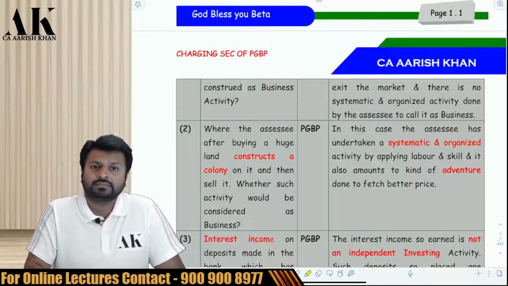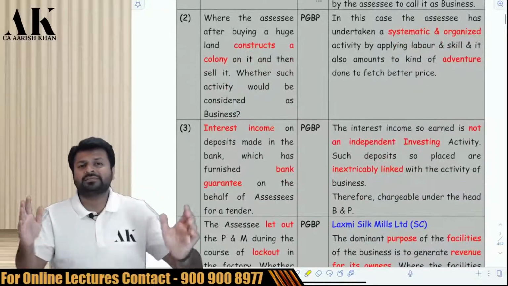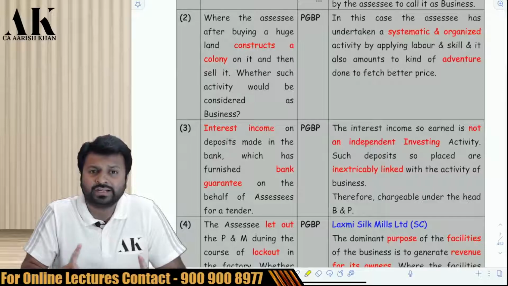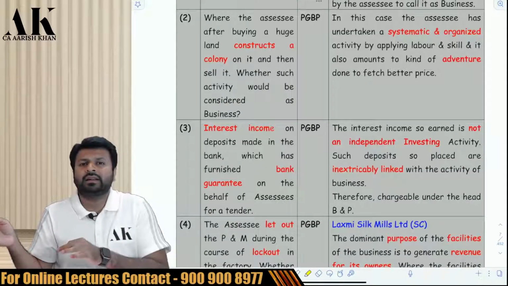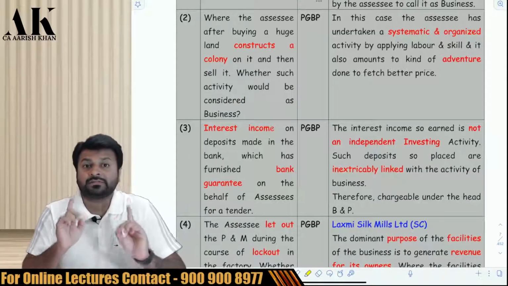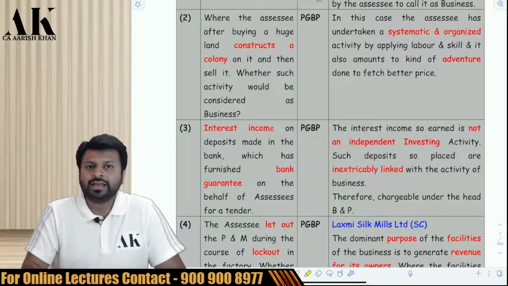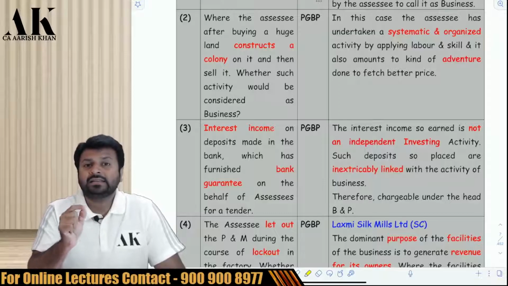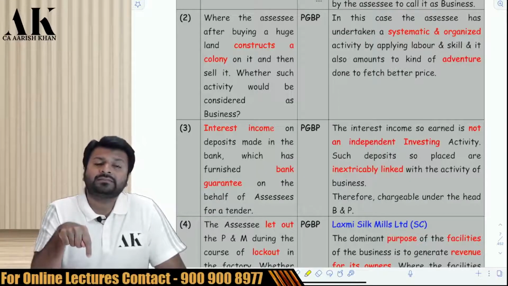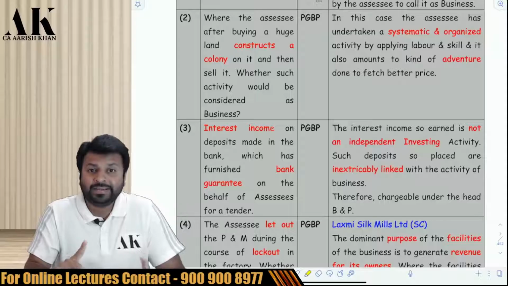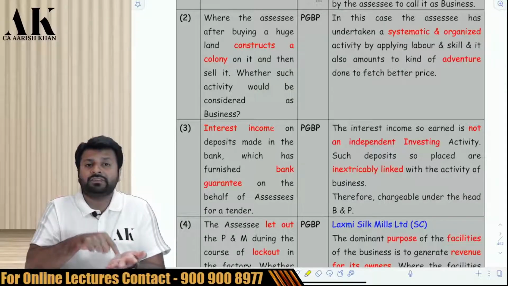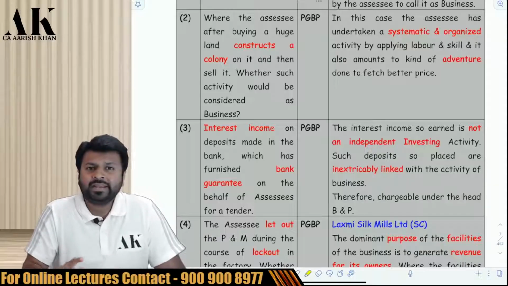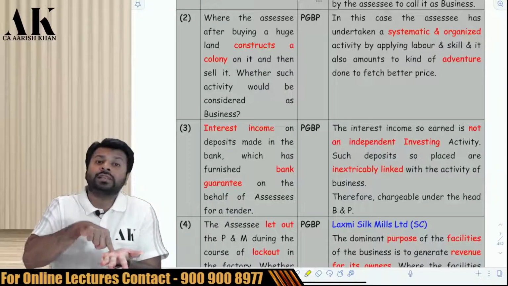Coming to the third one, the general perception of a student. What is the general perception of a student? The general perception of a student is that interest income will be coming under IFOS. This is a general perception, but it is wrong. Do you know what is written in IFOS? In section 56, the charging section of IFOS, what does it say? It says interest will come under this head if not under PGBP. What does it mean? It means interest can come under IFOS and it can also come under PGBP.